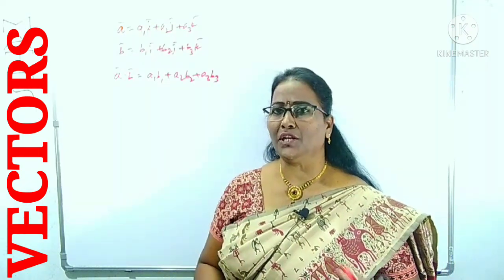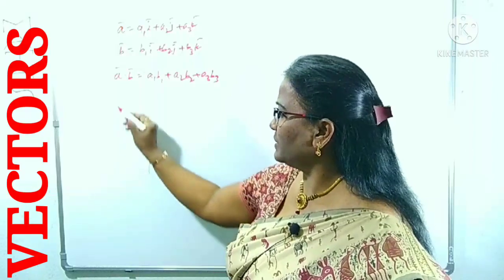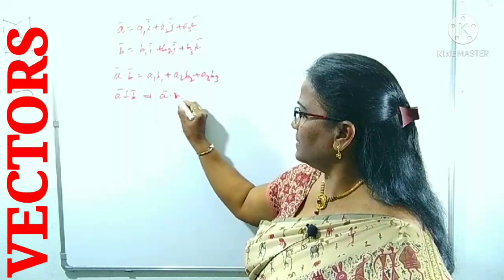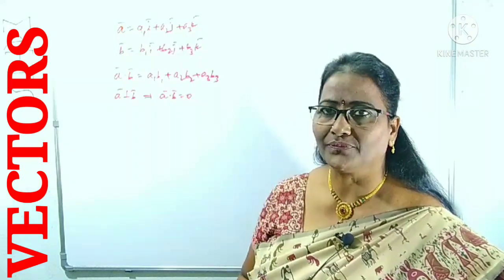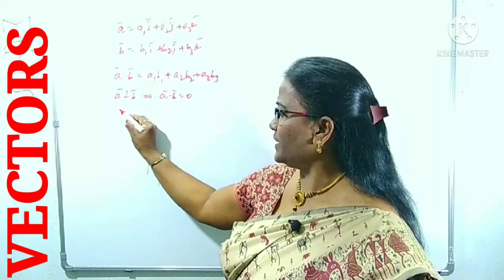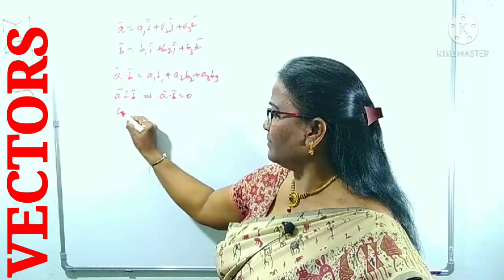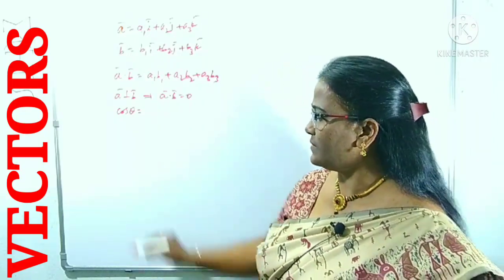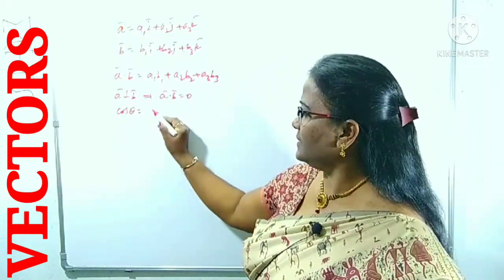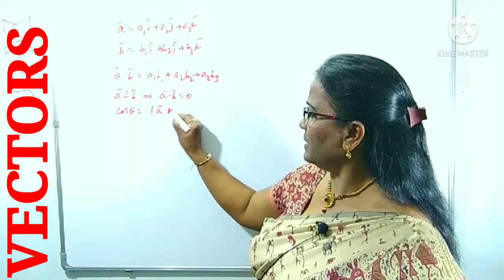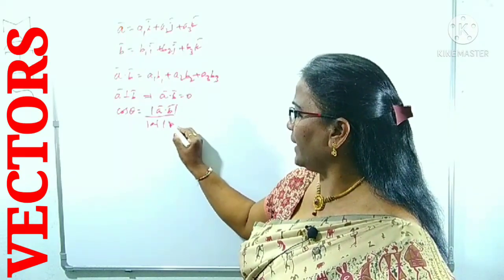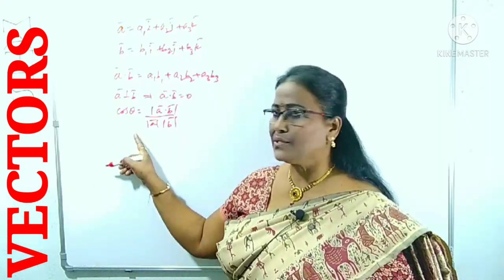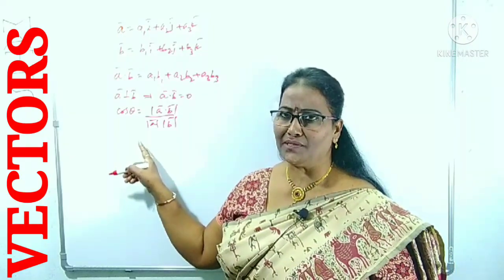Now you have to know when the dot product becomes 0. The dot product becomes 0 when A is perpendicular to B, which implies A dot B equals 0. And also we can find the angle between the two vectors. Suppose theta is the angle between the two vectors A and B. What is the formula for cos of the angle? That is cos theta equals mod of A dot B by mod A mod B, for an acute angle. This is used to find the angle between two non-zero vectors.